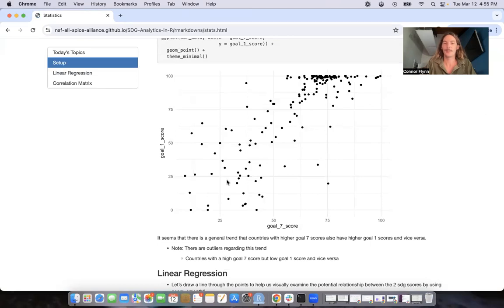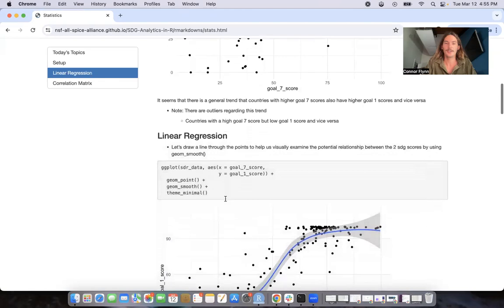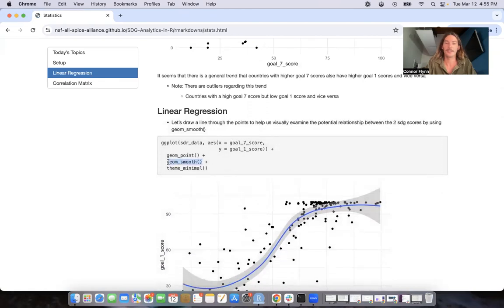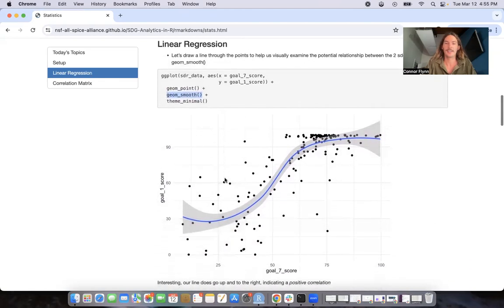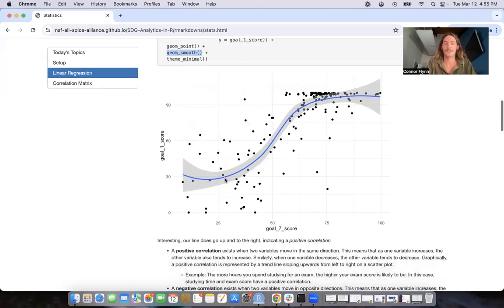So this is where we start employing linear regression to see, can we draw a line through these points to see if there's some sort of direction. So let's draw a line with the geom_smooth function in ggplot. And here it is. This line tends to go up and to the right, right? So this actually indicates that there is a relationship. If the line was flat, we would say maybe there's no relationship. But this line going up and to the right through these points indicates that there's a positive correlation.